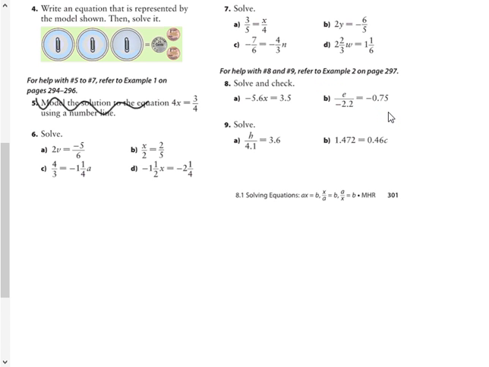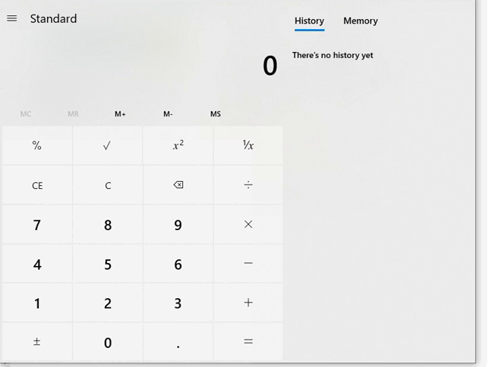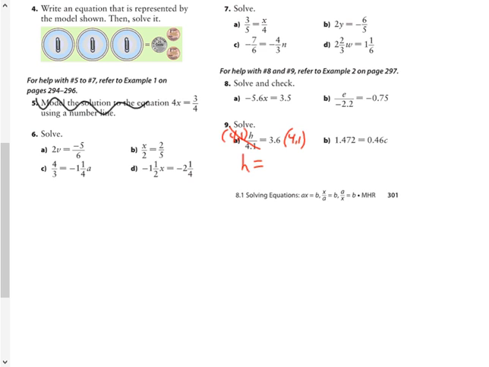Question 9, we're going to multiply both sides by 4.1 to get dividing by 4.1 gone. So multiplying both sides by that will give me h equals 3.6 times 4.1. That's going to be 14.76. That's the value for h.